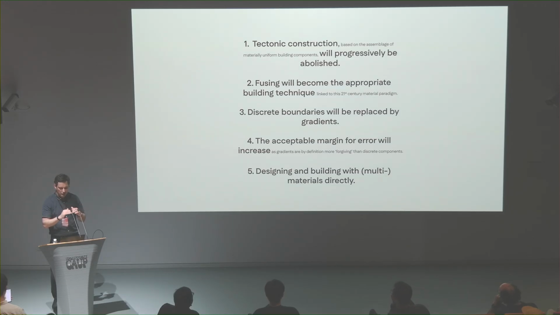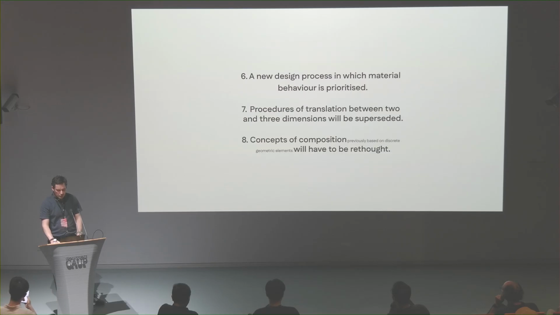So as part of my PhD, I started to also do these point syntax, basically, describing the changes that will come about because of these materials. For example, discrete boundaries will be replaced by gradients. The acceptable margin for error will increase because gradients are more forgiving than components. And also, you will no longer need to translate 3D information into drawings and back into 3D space. It would be a much more immediate design to fabrication process.